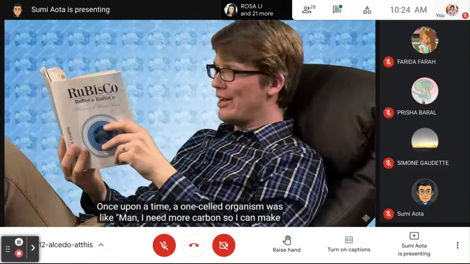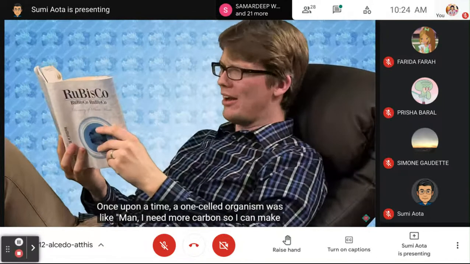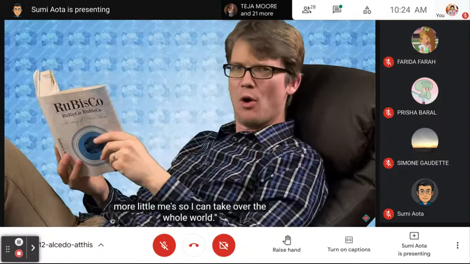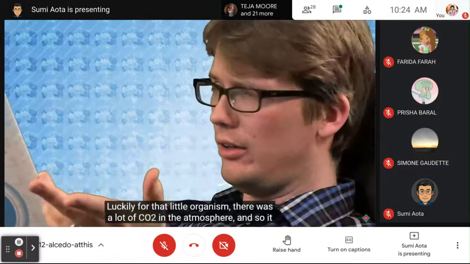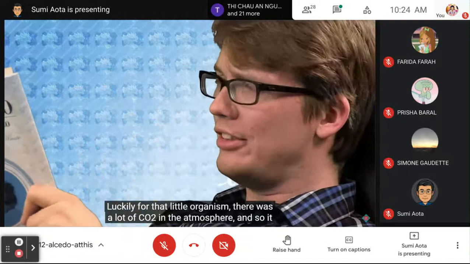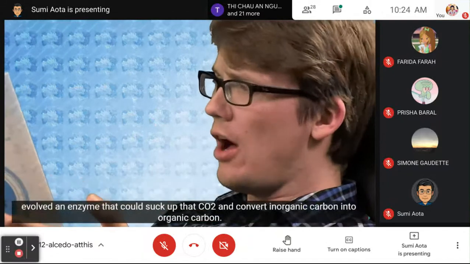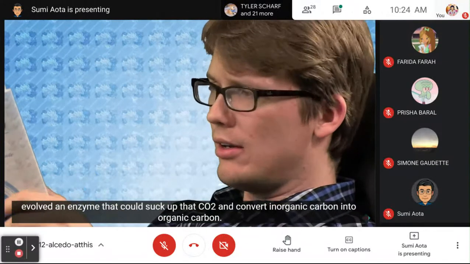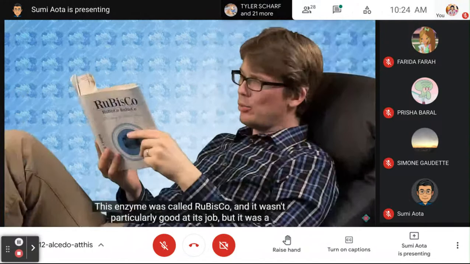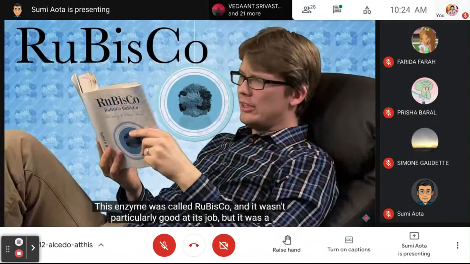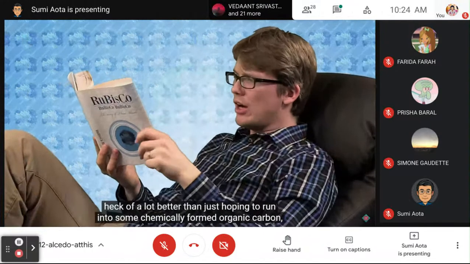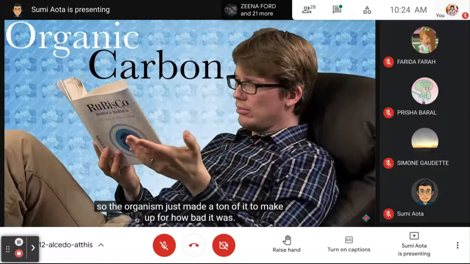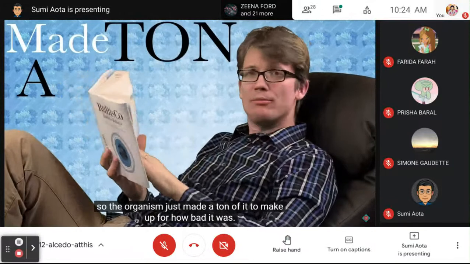Once upon a time, a one-celled organism was like, man, I need more carbon so I can make more little me's so I can take over the whole world. Luckily for that little organism, there was a lot of CO2 in the atmosphere, and so it evolved an enzyme that could suck up that CO2 and convert inorganic carbon into organic carbon. This enzyme was called Rubisco, and it wasn't particularly good at its job, but it was a heck of a lot better than just hoping to run into some chemically formed organic carbon. So the organism just made a ton of it to make up for how bad it was.